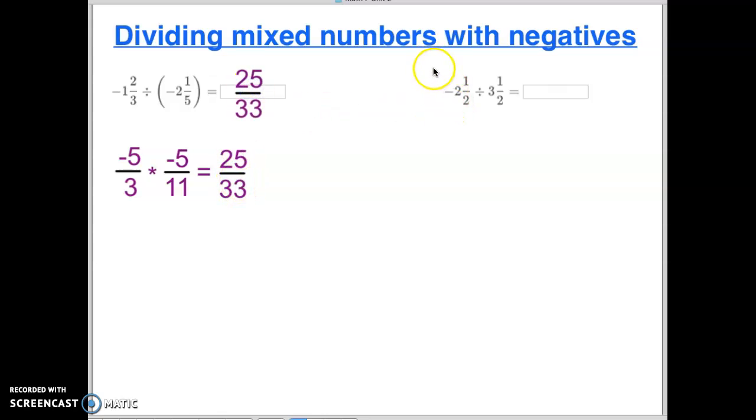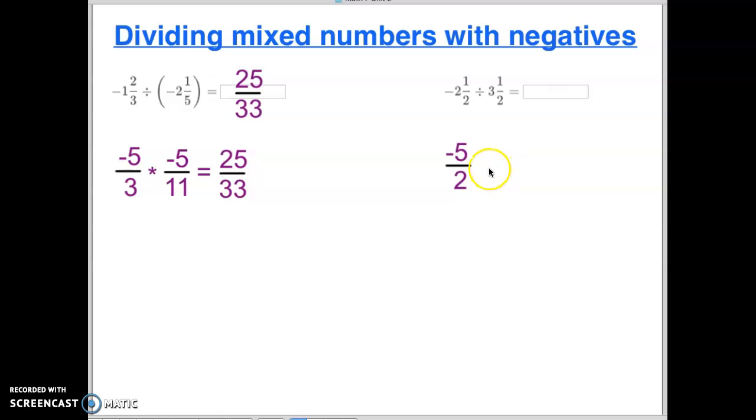That easy. Let's do one more here. All right, we're going to take this. 2 times 2 is 4. 4 plus 1 is 5, so we've got 5 over 2. Put the negative in front of it. Then we've got this one. 3 times 2 is 6. 6 plus 1 is 7. So we have 7 over 2.